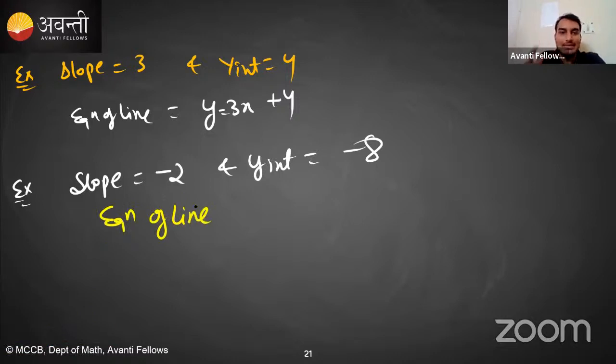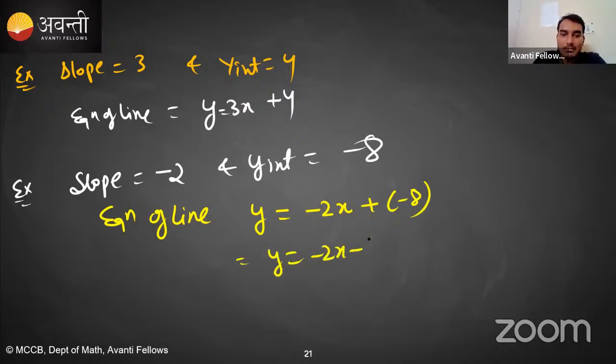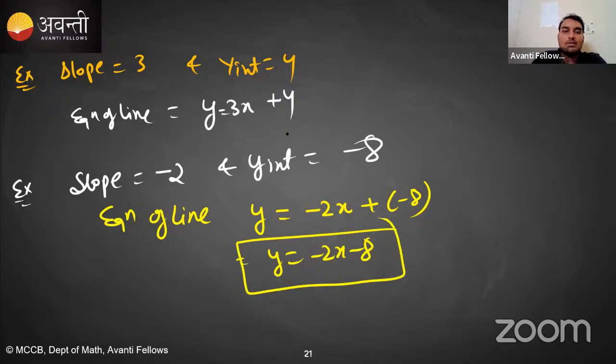Slope is given, y intercept is given. Equation of line would be y is equal to mx plus c. What is c? -8. Y intercept is -8. So y is equal to -2x minus 8 would be your equation of line. Clear? Everyone, is this clear?